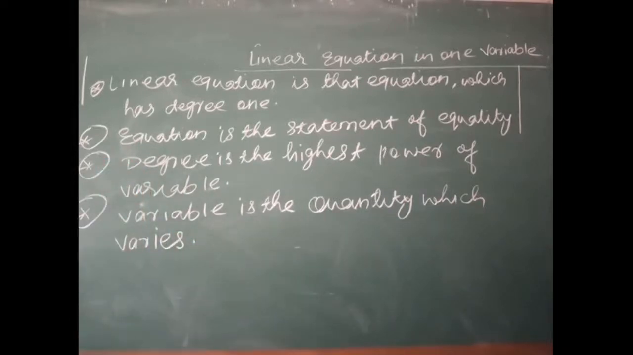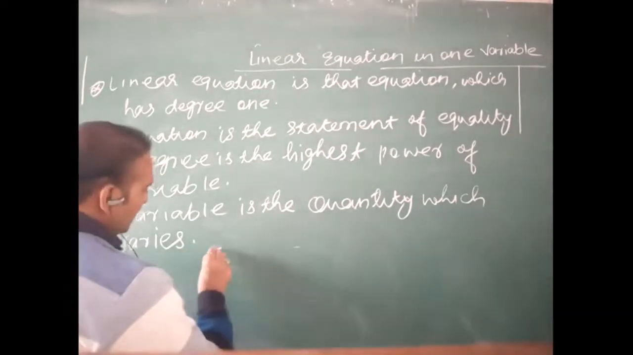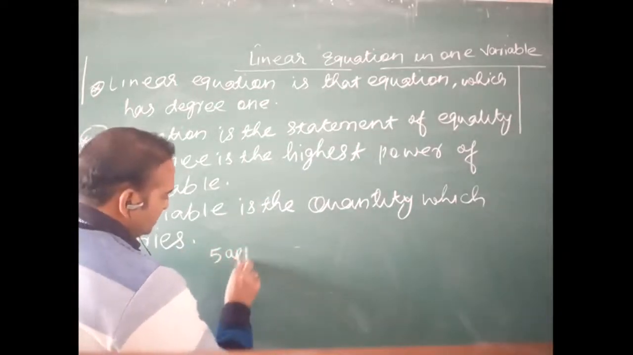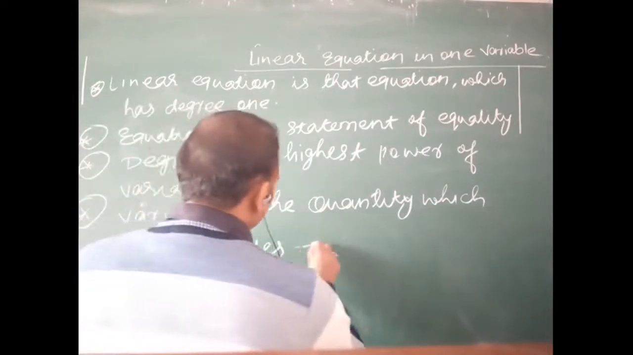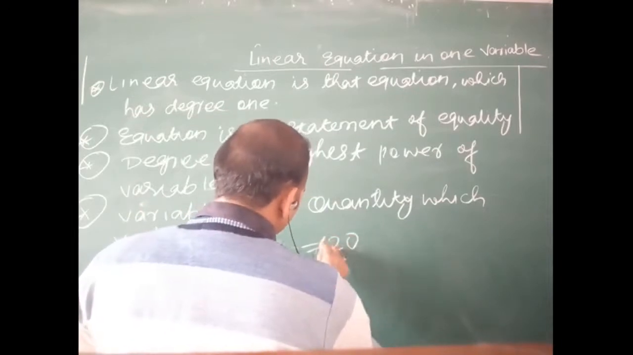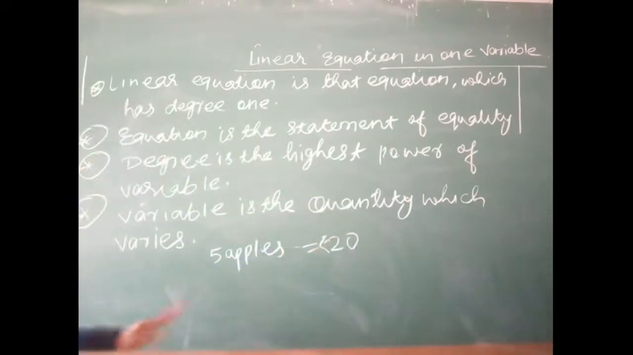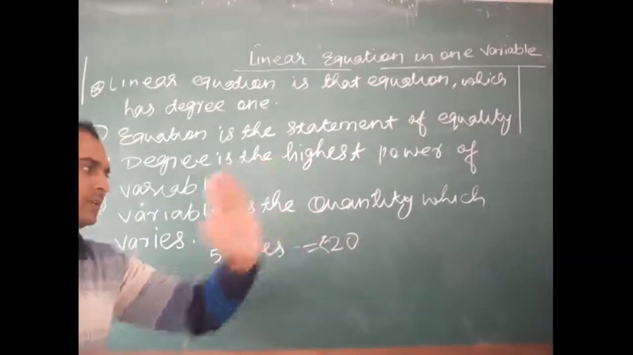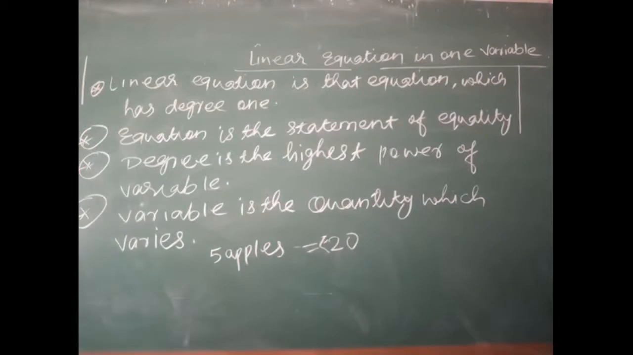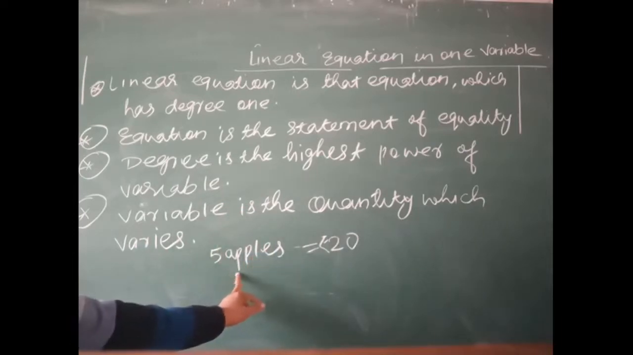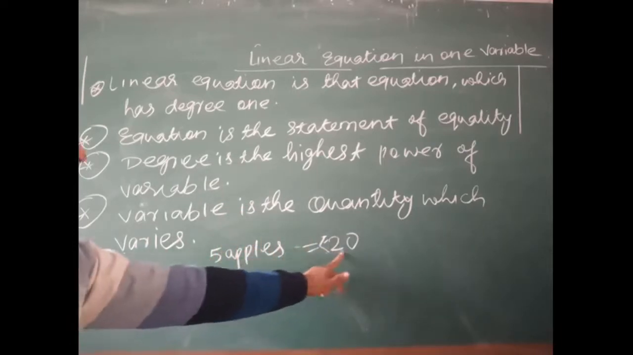Now, one example may be, I bought 5 apples at rupees 20. Here the variable is apple, because we can buy any types of apple, but we have to buy only 5 apples. So apple is variable and 5 and 20 are constants.